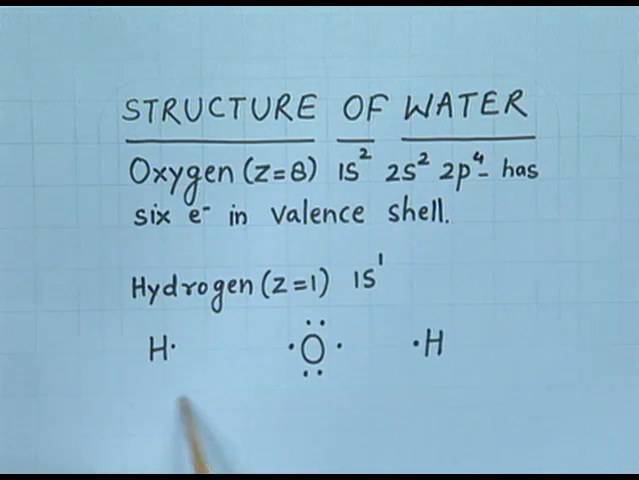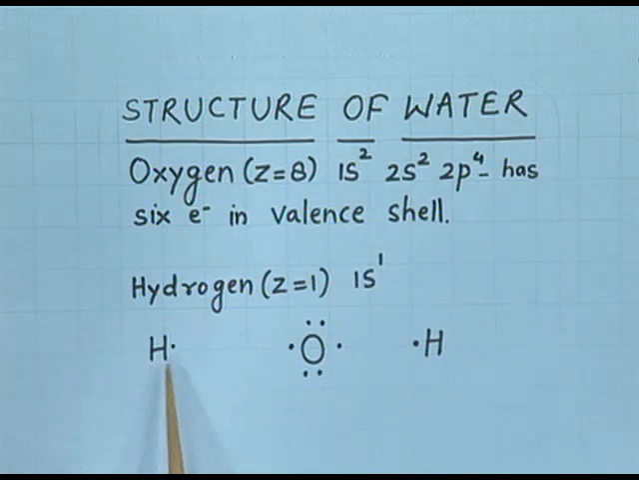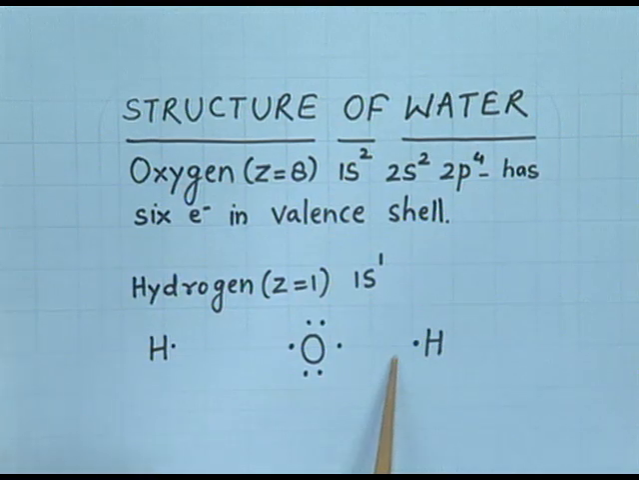Now you can see the 2 hydrogen atoms and 1 oxygen atom. These dots are valence shell electrons. We say it is an electron dot structure. Each hydrogen atom has 1 valence electron and the oxygen atom is surrounded with 6 valence electrons. Now chemical bonding will take place and a covalent bond will be formed between hydrogen and oxygen by the sharing of electrons.